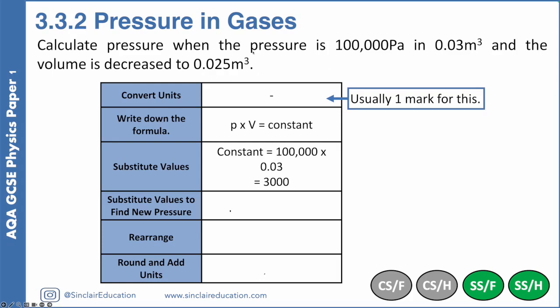Now we've got our new volume. So what we'll then do is we'll put that new volume into our next equation. So P is now going to be multiplied by our new volume, which equals the constant that we have found. We'll rearrange this. So we'll have 3,000 divided by 0.025, giving me an overall pressure of 120,000 Pascal. So what this means is to decrease the volume, we've had to increase the pressure.